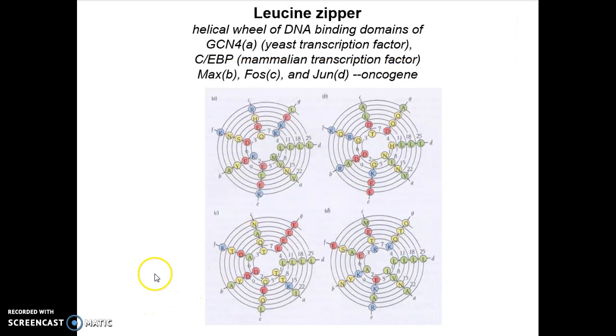Next transcription factor will be leucine zipper. The leucine zipper motif was first recognized in the amino acid sequences of several transcription factors, including yeast transcription factor GCN4 and C/EBP, mammalian transcription factor, and several oncogenes.